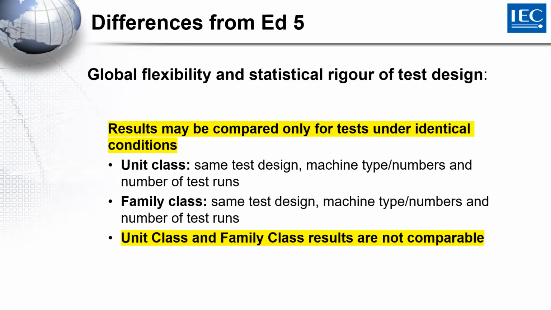Again, I remind everyone that the results may only be compared for tests under identical conditions. So the unit class: the same test design, machine type numbers and number of test runs. The family class: same test design, machine type numbers and number of test runs. But unit class and family class results are not comparable. They cannot be compared. Next, please.